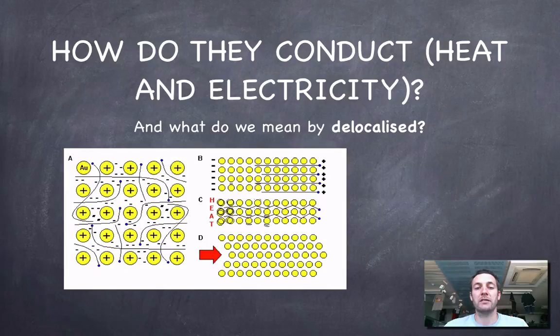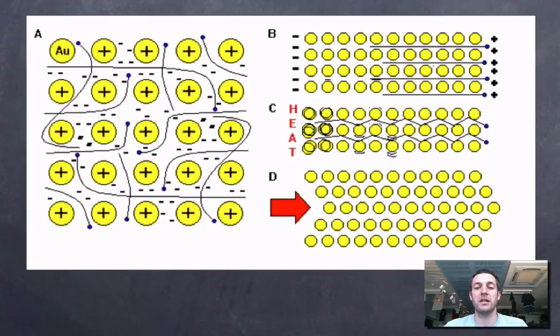Explaining why they conduct not only electricity but also heat is possibly a bit simpler than explaining their malleability, because all we need to refer to here is the fact that the electrons are free to move. In other words, they're delocalized. What exactly do we mean by delocalized electrons? Well, they're electrons that aren't confined to one particular atom.